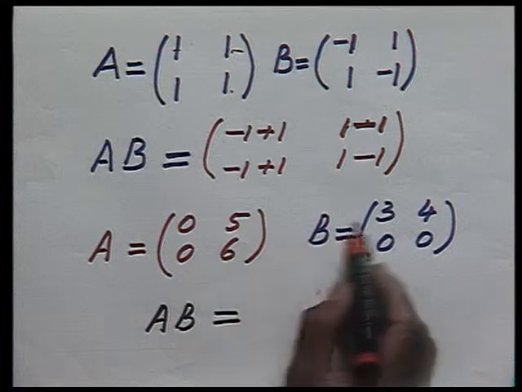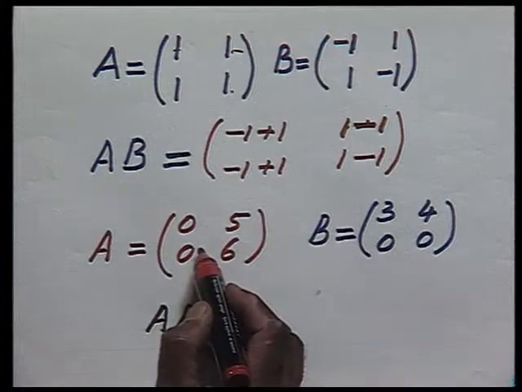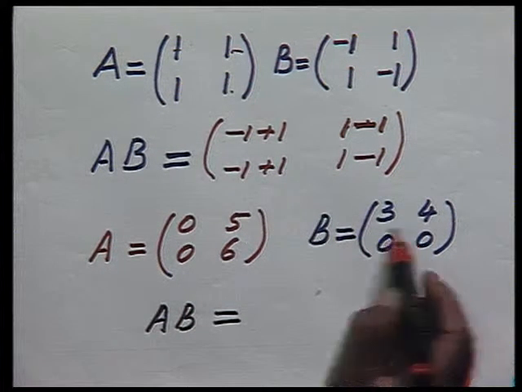Look at another situation, 0 0 5 6 3 0 4 0. This is not a 0 matrix, this is not a 0 matrix. Let us try to multiply.